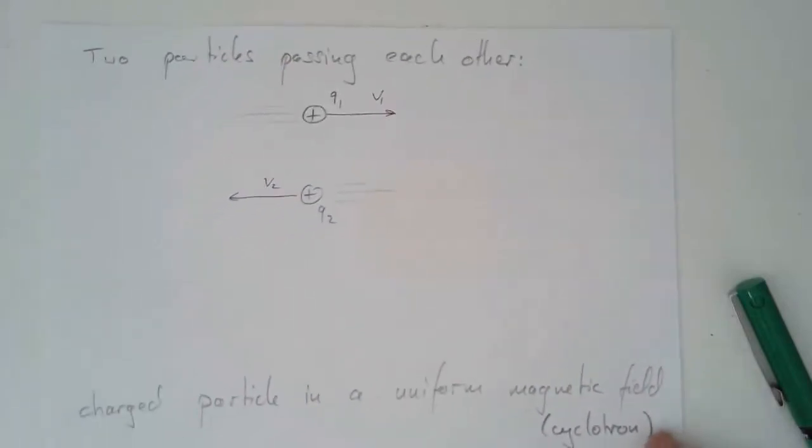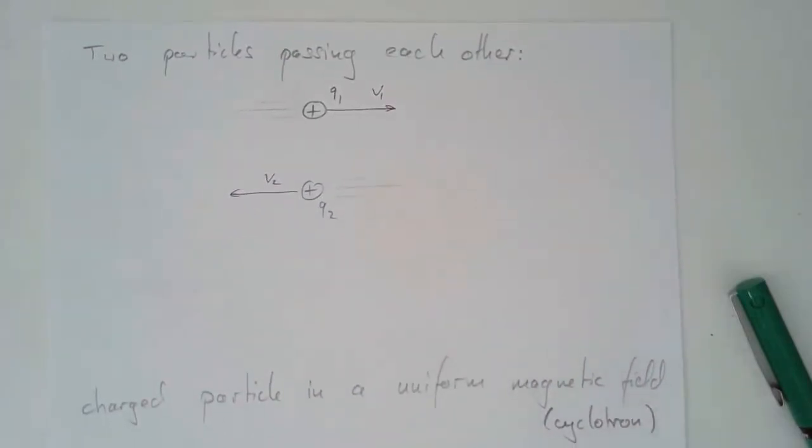So let's imagine I've got two particles passing each other. And pretend it's two positive charges here, going in opposite directions. I call them Q1 and Q2, and they're going with velocities V1 and V2. Maybe they're the same, like two protons. Maybe not. Maybe we've got the same velocity, maybe not. I'm not going to care about the magnitude here, I'm just going to care about the direction.